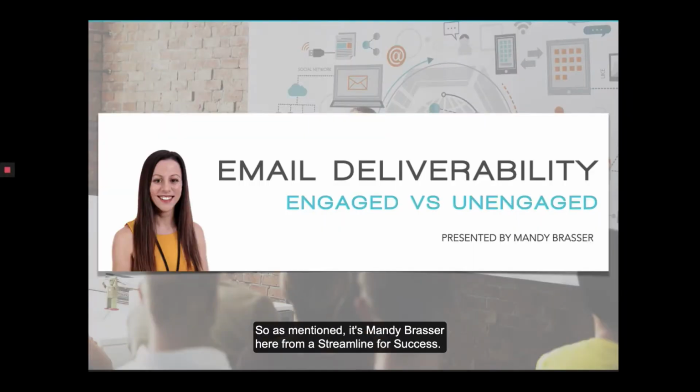As mentioned, it's Mandy Brasser here from Streamline for Success, and today I want to give you some examples about how we have engaged with our list differently and sent out different communications depending on how engaged or unengaged they are. This is applicable whether you are using a tool like Infusionsoft or Keap or something else, because I'm sure in whatever platform you're using, there are ways to identify these contacts in your list. So why is this really important?